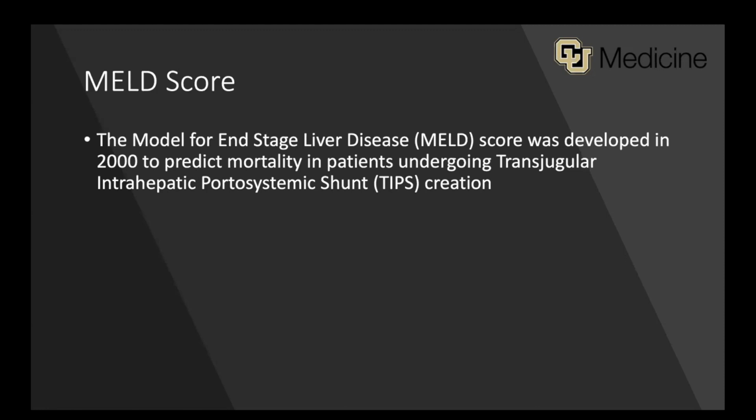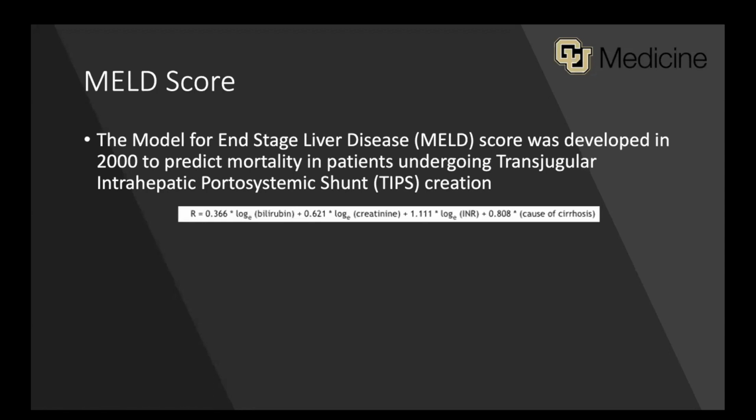The MELD score, the model for end-stage liver disease, was developed in 2000 to predict mortality in patients undergoing TIPS creation. It's actually, interestingly, a formula that you plug in. So it's 3 laboratory values: bilirubin, creatinine, and INR.